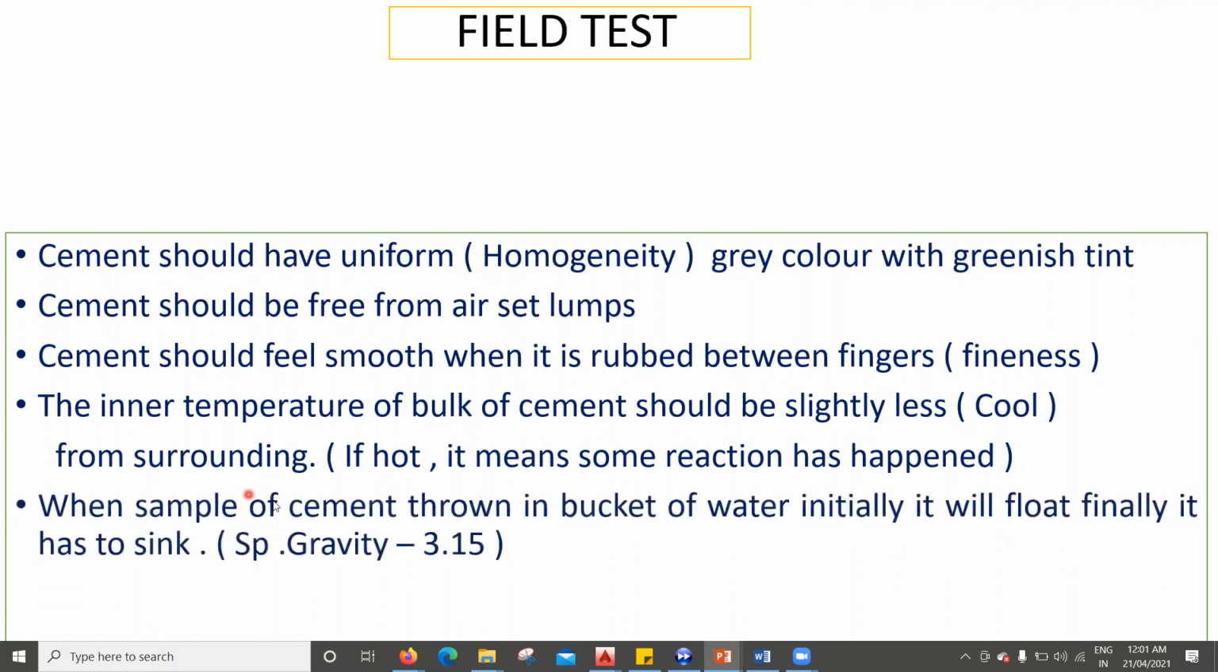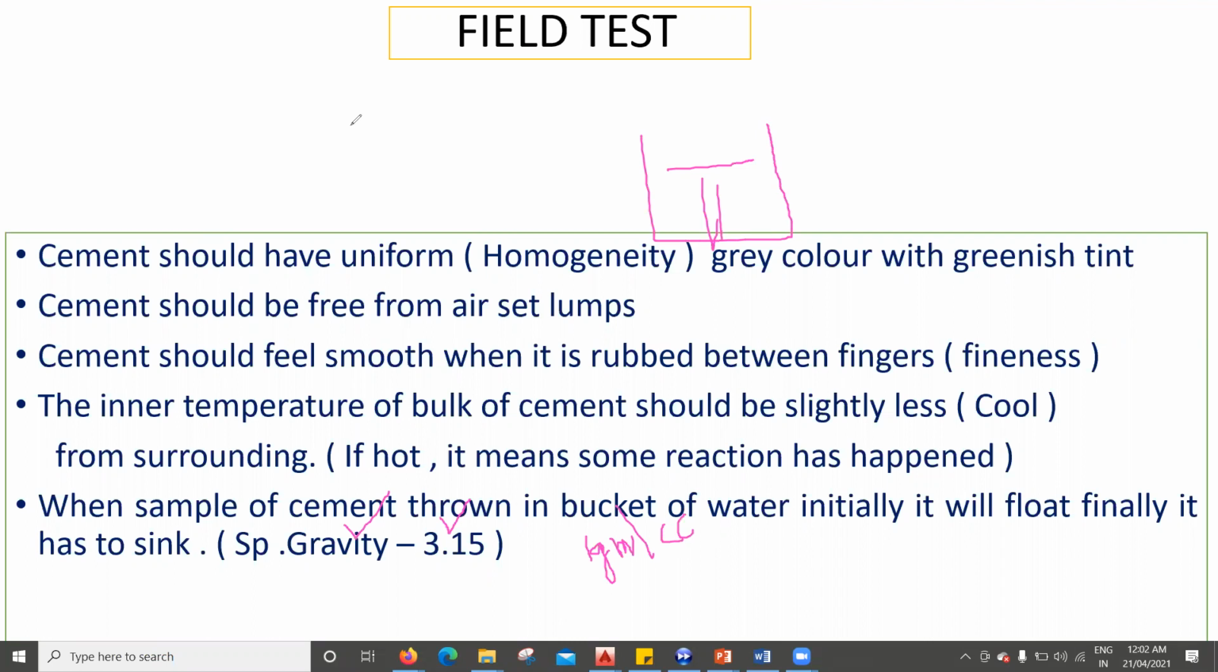Whenever you take a sample of cement and throw it in a bucket of water, initially it will float, but finally the cement has to sink because we know the specific gravity of cement is 3.15. You can see it here. The specific gravity of cement is 3.15 and the specific gravity of water is 1 gram per cc. That means the specific gravity of cement is more, so cement will try to sink. Initially it may float, but since it has more specific gravity compared to water, it has to sink down. So these are a few field tests that we try to do.